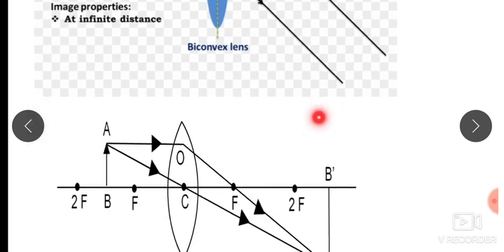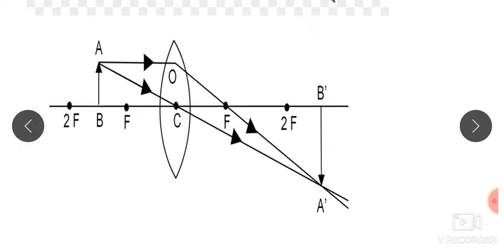Next, when we are talking about the cases, we are moving further. The first case was between F and C, the second case we have taken at F. Now the third case, we are keeping the object AB in between 2F and F. When we are keeping AB in between, the same two rays we are taking, one is parallel and one is passing through the optic center. These two intersect at A dash. So A dash is the image of A. And similarly we show the image of B, B dash.